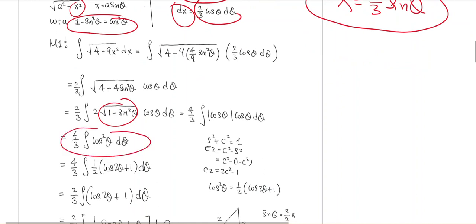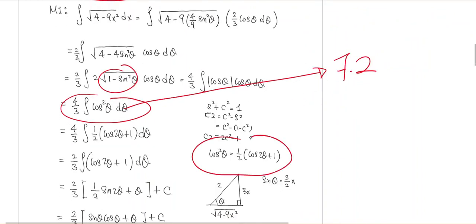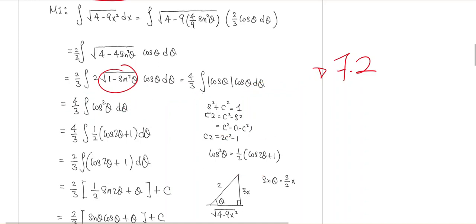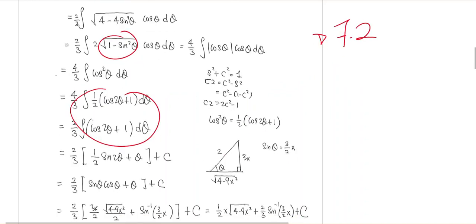For example, this particular integral. The way to solve it, we learned in section 7.2, where you have to invoke the double angle formula for cosine. And then once we get to that stage, we get this. Everyone should know how to integrate 1, which gives you theta. And when you integrate cosine 2 theta, you will have this.